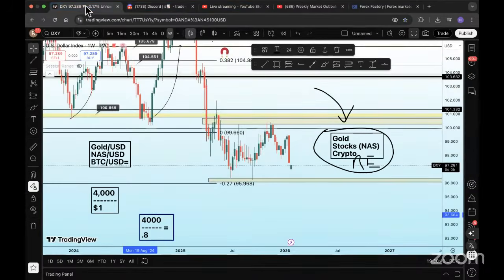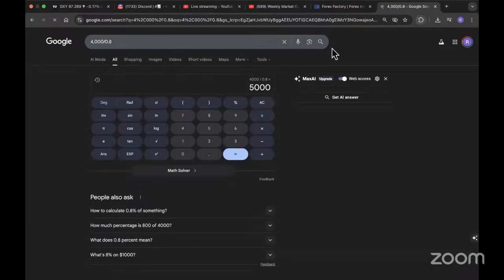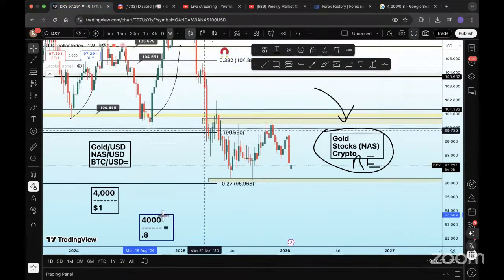Nobody? Nobody can do fractions? All right. This is what the internet is for. It would do 4,000 divided by 0.8. It's 5,000. Okay, I was way off.